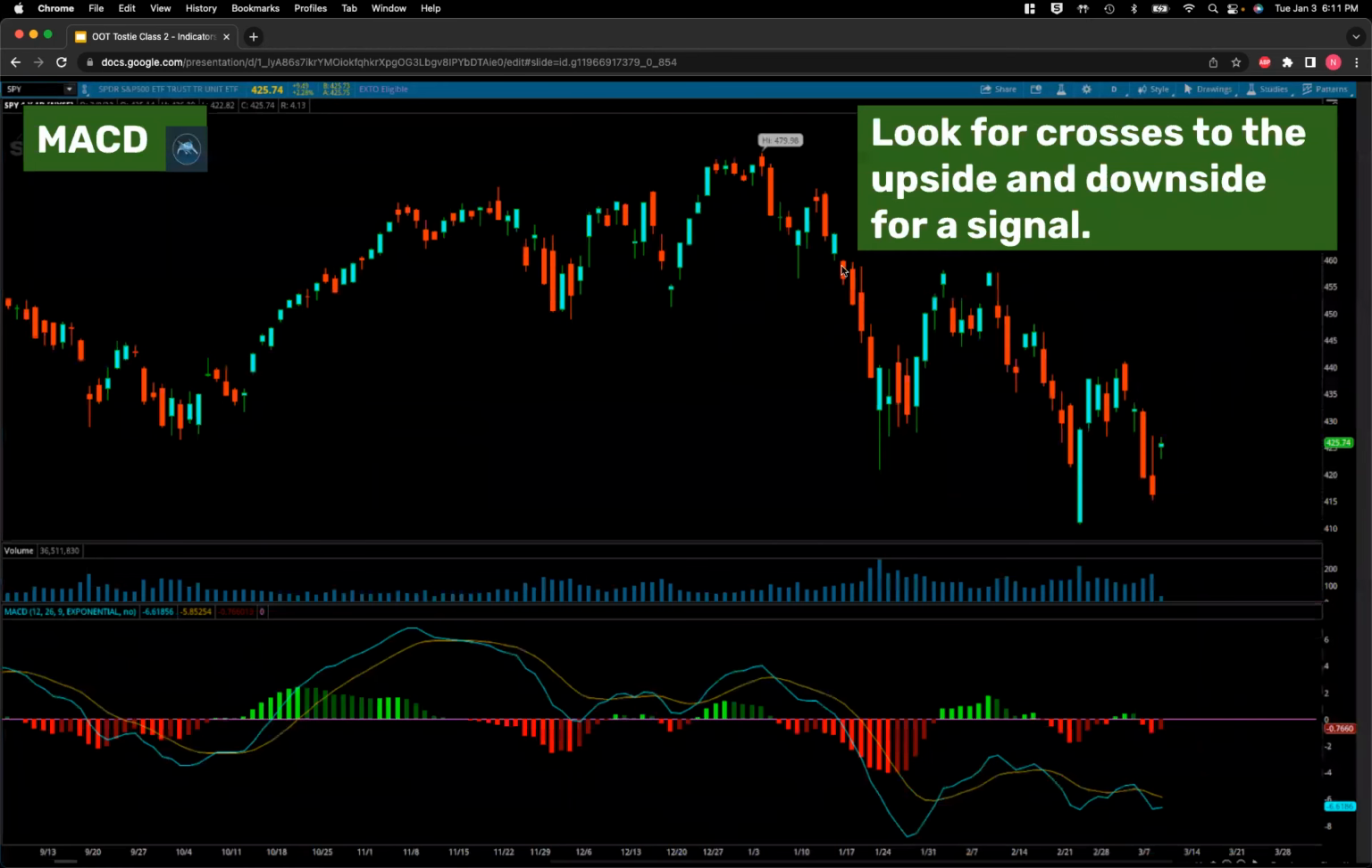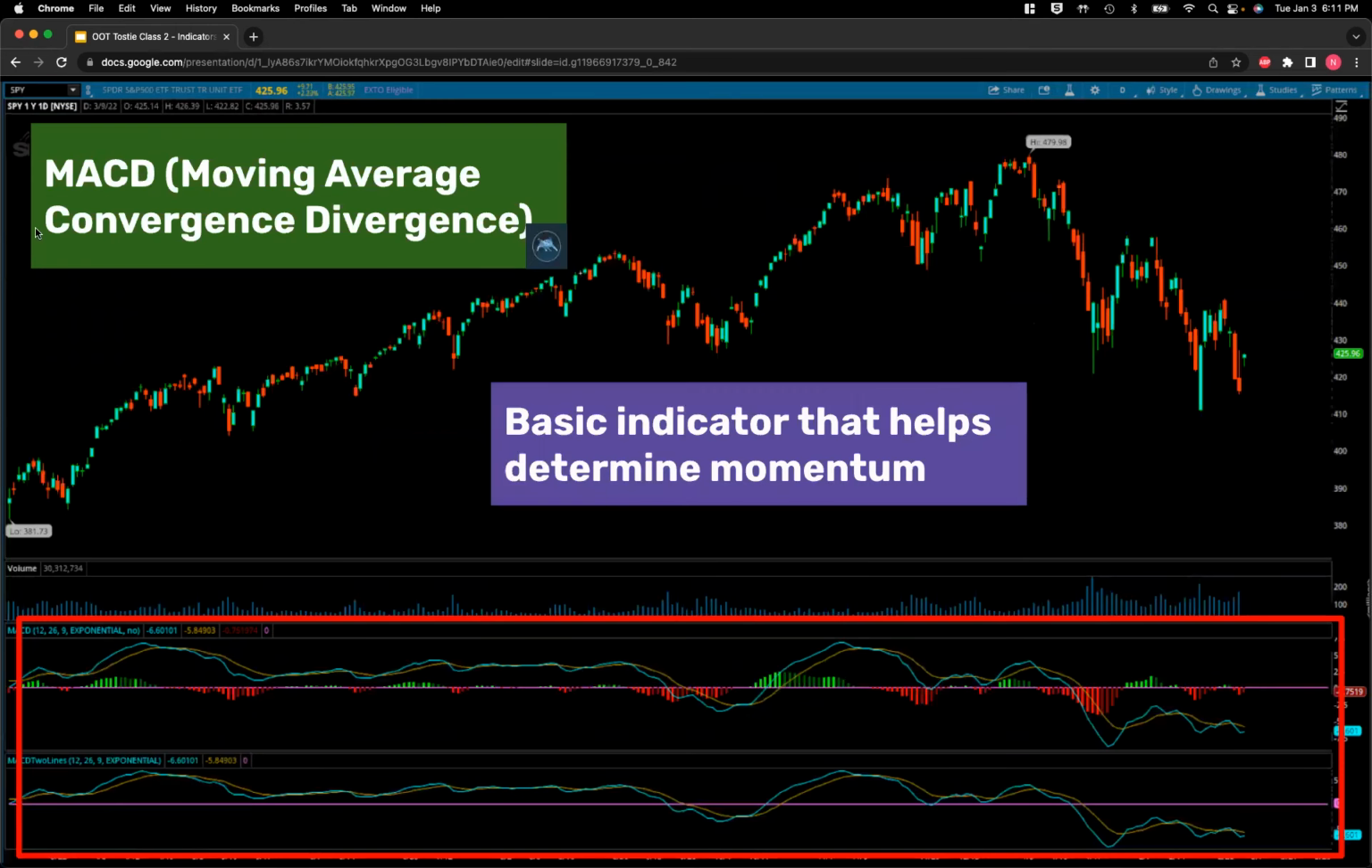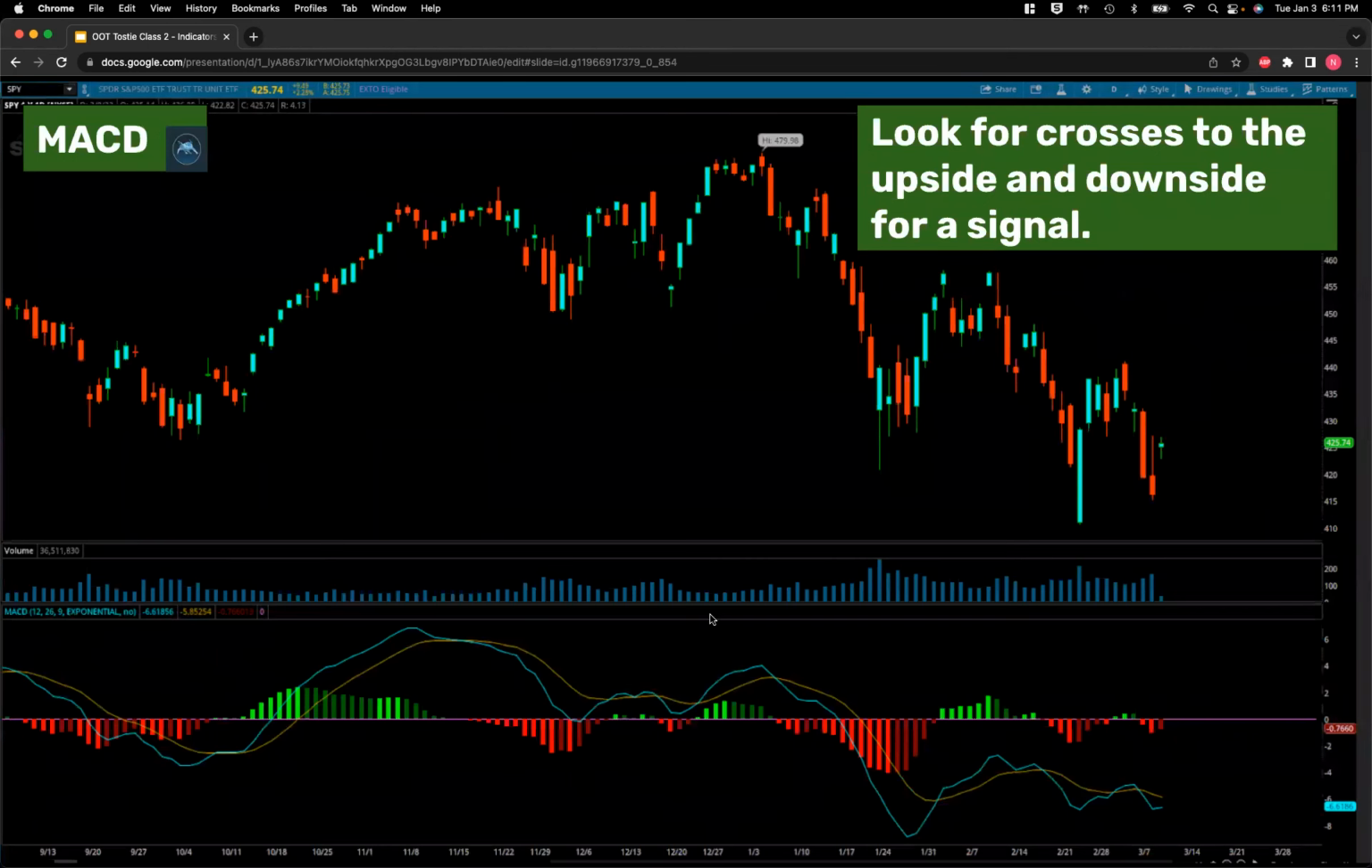Essentially, when you're looking at the MACD, you're looking for a few different things, right? As the name suggests, moving average convergence divergence, you are looking for these moving averages that are depicted below on the chart to converge and diverge and see how they react with each other. That's kind of the basics. So one of the first things that you want to be looking for when analyzing the MACD is crosses to the upside and downside for different signals.